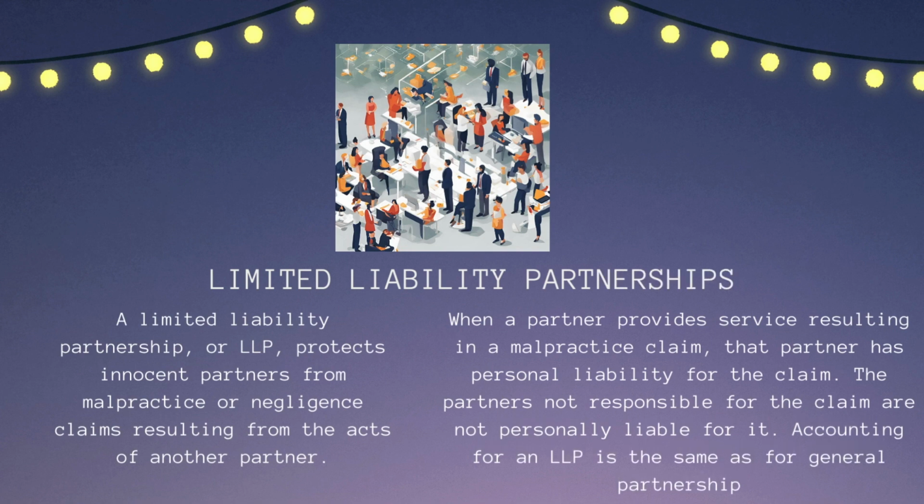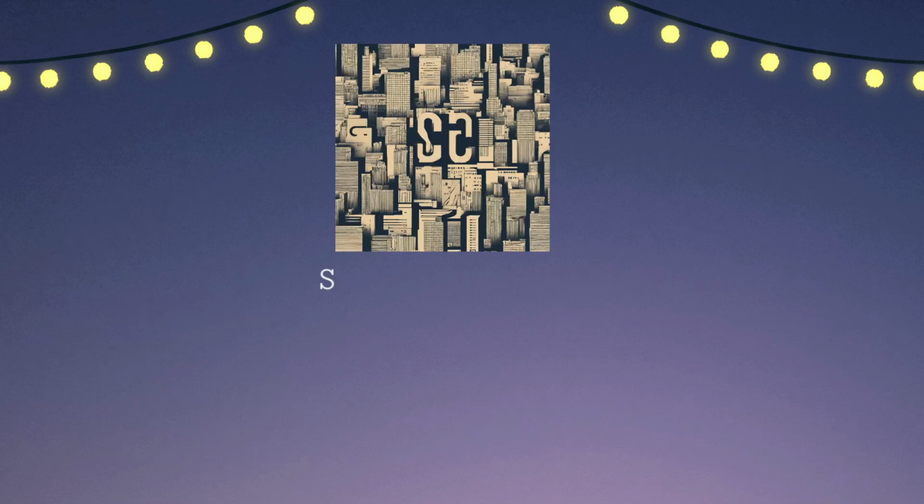Limited liability partnerships. A limited liability partnership, or LLP, protects innocent partners from malpractice or negligence claims resulting from the acts of another partner. When a partner provides service resulting in a malpractice claim, that partner has personal liability for the claim. The partners not responsible for the claim are not personally liable for it. Accounting for an LLP is the same as for a general partnership.